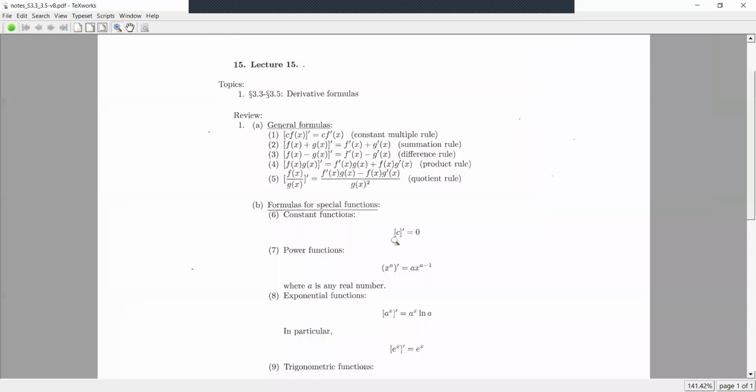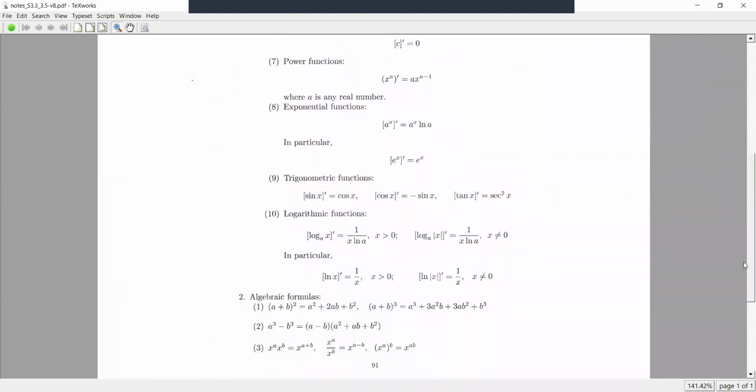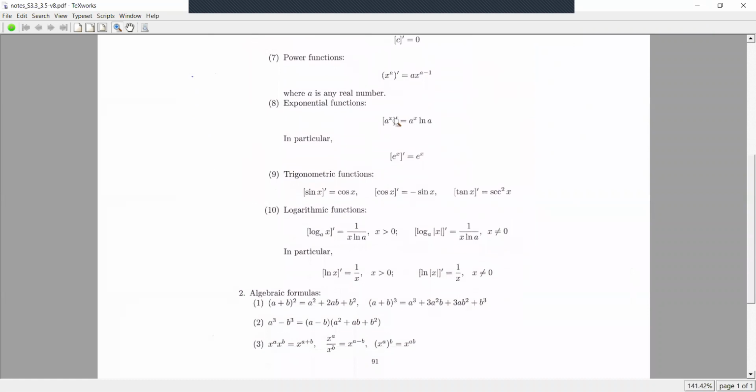Number 6, derivative of a constant is 0. Number 7, derivative of a power function is the power times x to the power a minus 1. Number 8, derivative of an exponential function is the exponential function times natural log of a. A special case, derivative of e^x is e^x.